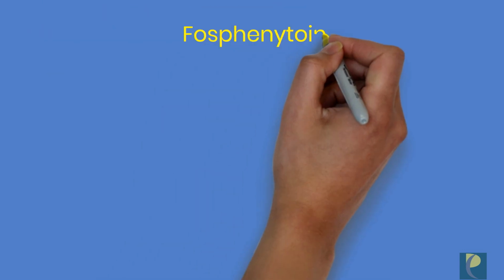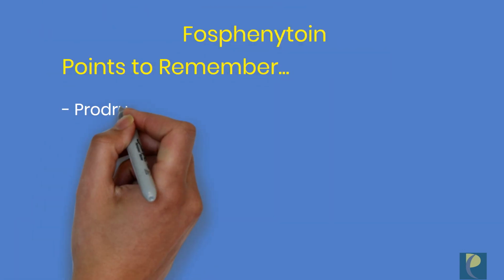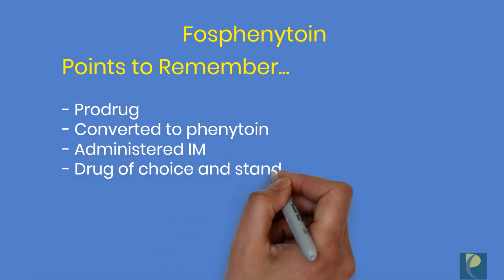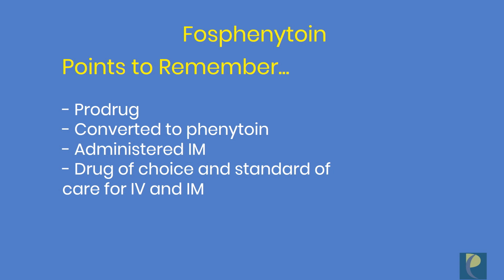So the next drug is fosphenytoin. Fosphenytoin is a prodrug that is rapidly converted to phenytoin in the blood within minutes. This drug can be administered via IM route, while phenytoin itself cannot be given by IM route because it can cause tissue damage and necrosis. So fosphenytoin is the drug of choice and standard of care for IV and IM administration of phenytoin because fosphenytoin will be converted to phenytoin in the blood within minutes.